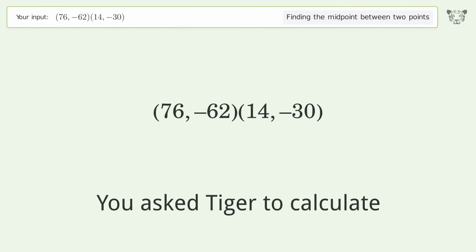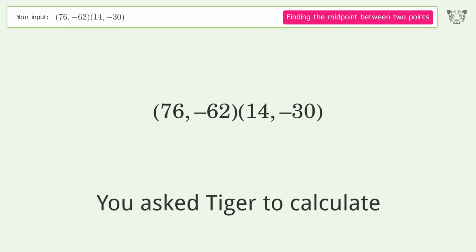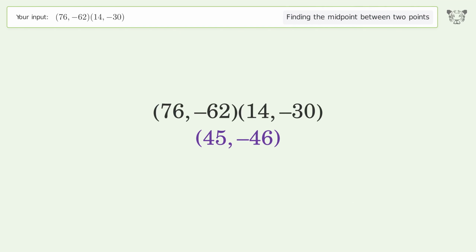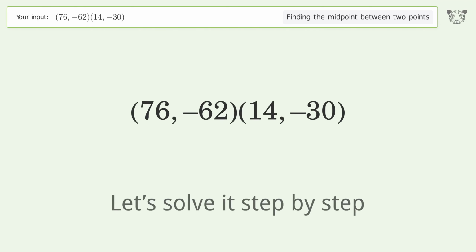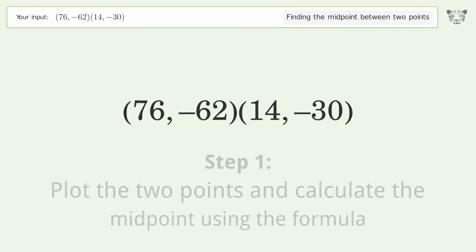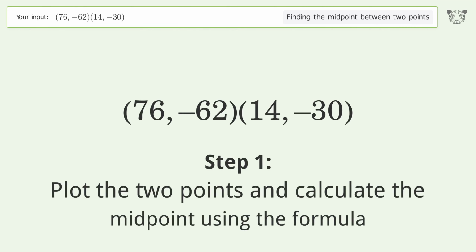You ask Tiger to calculate. This deals with finding the midpoint between 2 points. The midpoint between the 2 points is 45, negative 46. Let's solve it step by step. Plot the 2 points and calculate the midpoint using the formula.